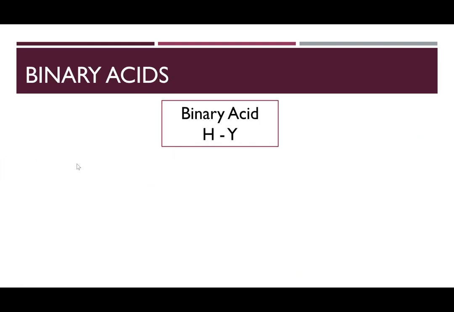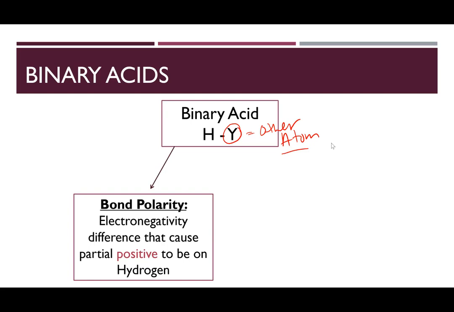Okay. So binary acids, we're using this Y just to be the other atom. I don't know why they choose Y here, but they do. So Y is the other atom. Two things that we need to consider. First, we need to consider bond polarity. We need to think about the electronegativity difference between the two atoms. And then we also need to consider the fact that we want the partial positive to be on hydrogen.